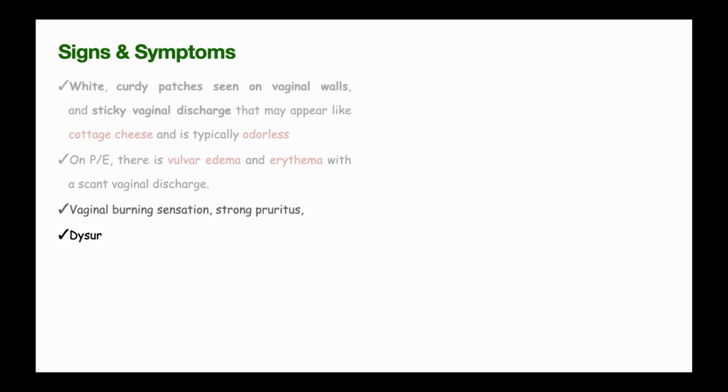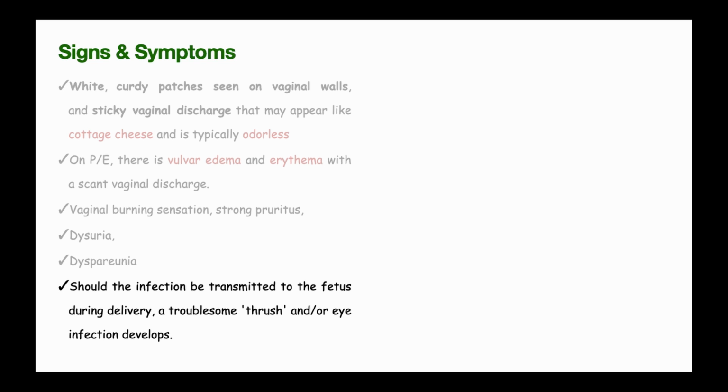And also, there may be dysuria, as well as pain during sexual intercourse, or dyspareunia. Now, should this infection be transmitted to the fetus during delivery, usually these infants develop thrush, or they get eye infections, which I tried to explain before. And so it is very important that we treat this woman of her vaginal candidiasis prior to delivery.